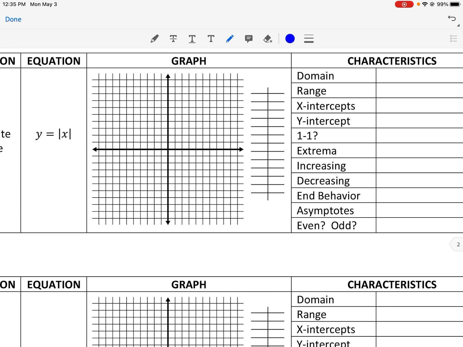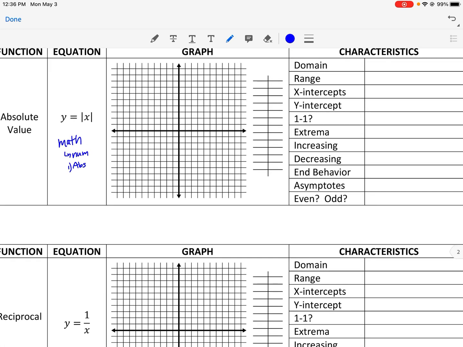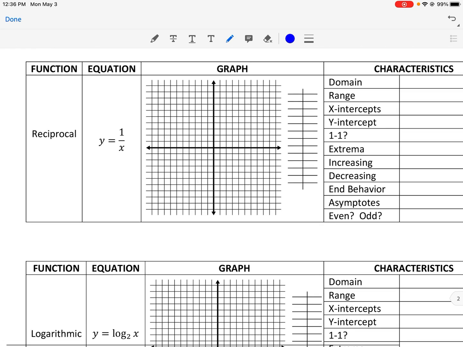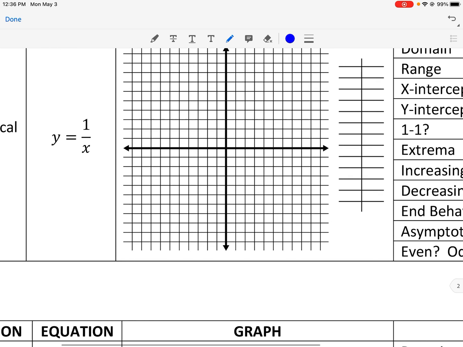Okay, next function. If you're trying to get absolute value on your calculator, you go to math, over to number, and then I think it's number 1. It says ABS. You get the absolute value of x. So you graph it, get all of those characteristics. I'm going to let you guys do this one. Let's do the reciprocal function together.